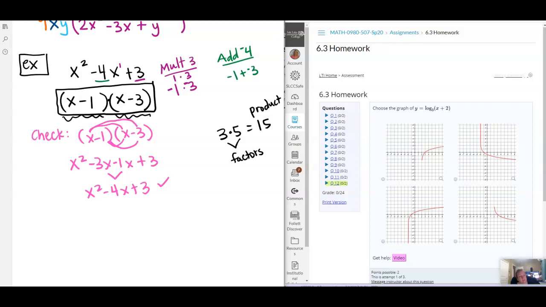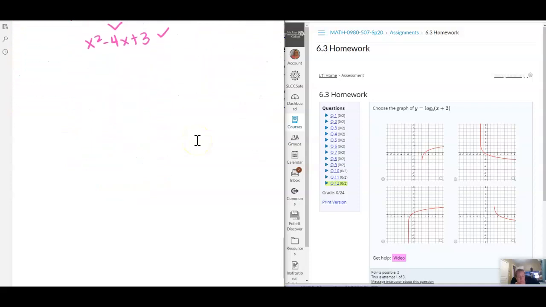And that's the only way it can factor. I guess I could say you could write your answer as x minus 3 times x minus 1. It doesn't matter which one you write first and which one you write second. Just like over here, it doesn't matter if we do 5 times 3 or 3 times 5. It's still 15. So those can be written either way. All right, let's try another one and see what you can do with this next one.